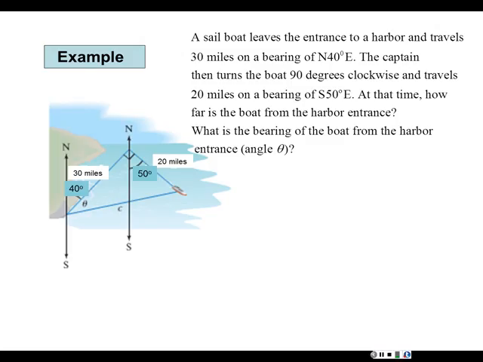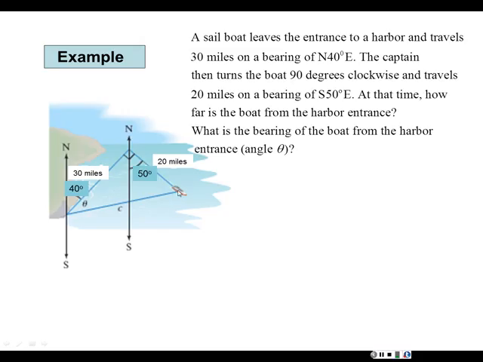So at first you started from here and the captain traveled north 40 degree east up to here, and now the captain turns the boat 90 degree from this point. So basically a 90 degree angle is created here. It turns from here and travels 20 miles towards south 50 degree east. Now look at this north south line. South 50 degree east means you start from south and go towards east. So this is going to be the line and you traveled up to here.